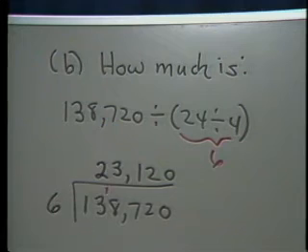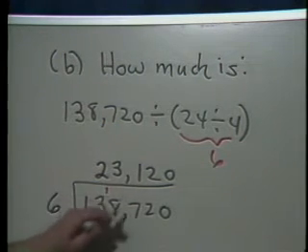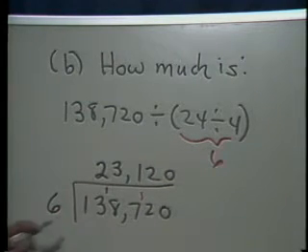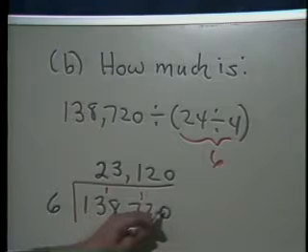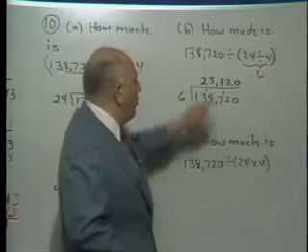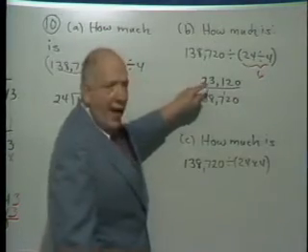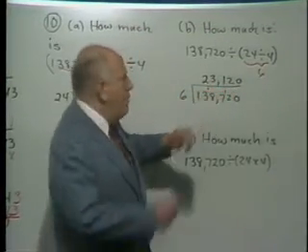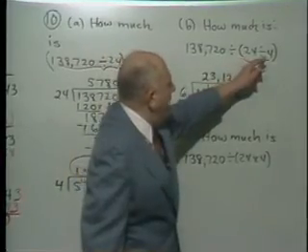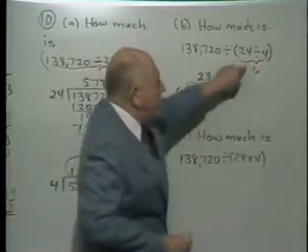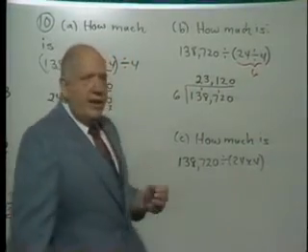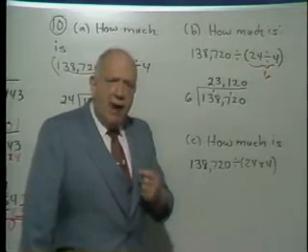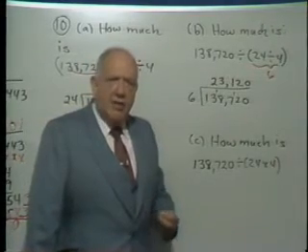6 goes into 13 twice with a remainder of 1. 6 goes into 18 3 times with no remainder. 6 goes into 7 once with a remainder of 1. 6 goes into 12 twice with no remainder. 6 goes into 0 0 times. In other words, now the answer is no longer 1,445. It's 23,120. Because by dividing the 24 by the 4, the final division is being done by a smaller number. Here's the thing I'm trying to point out to you. A and B may look alike, but those parentheses, that voice inflection, makes a big difference.